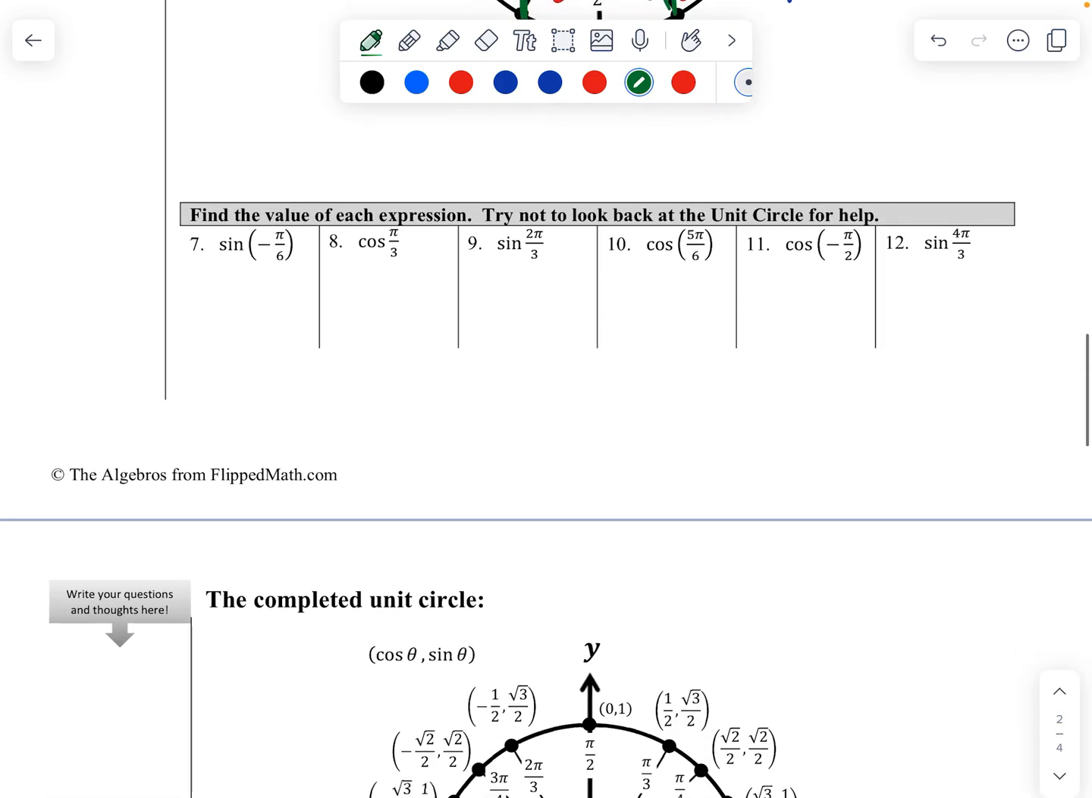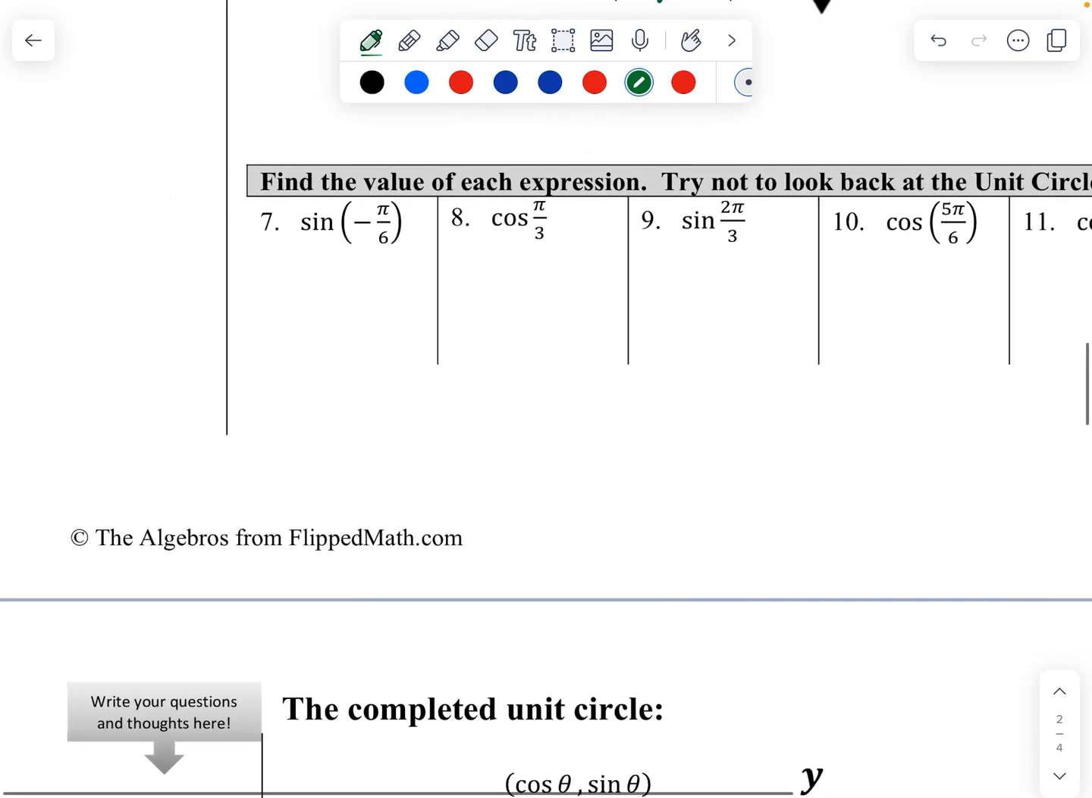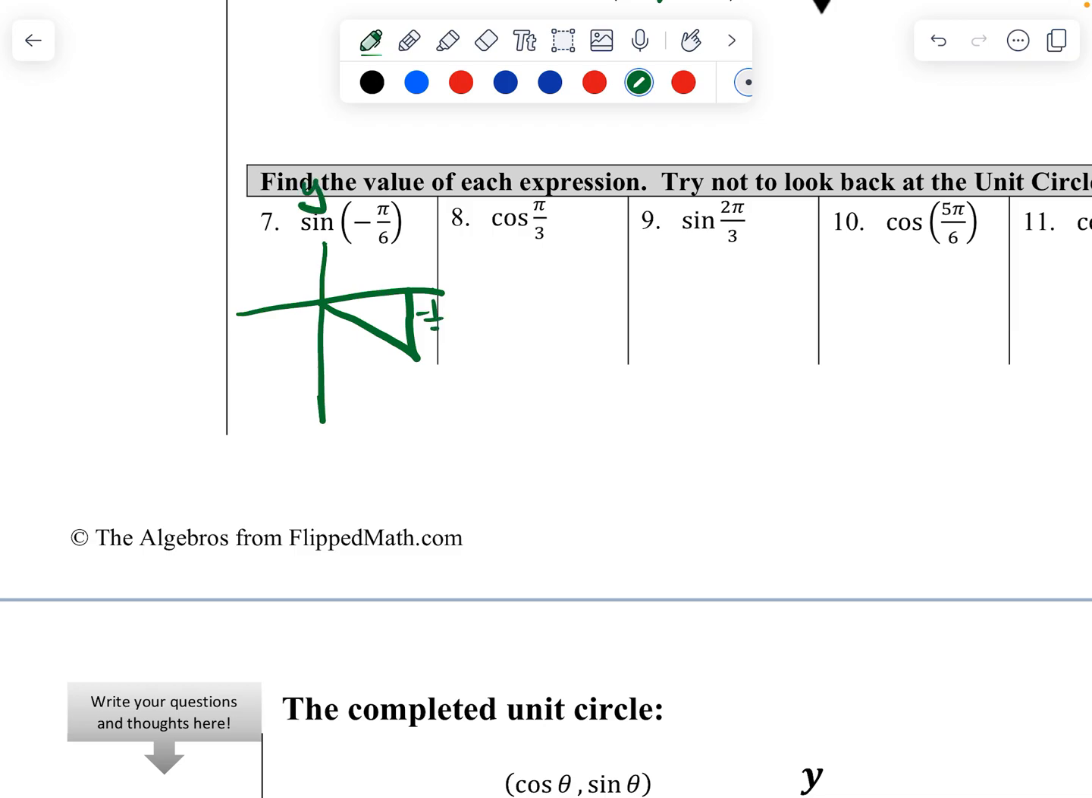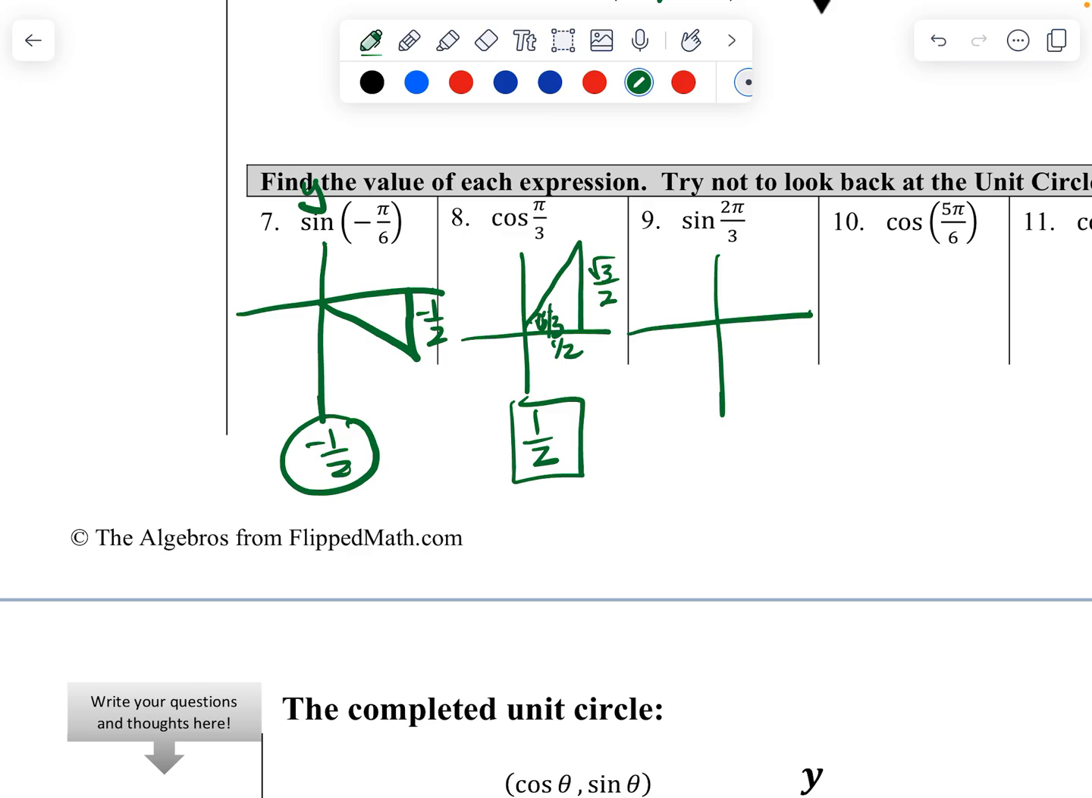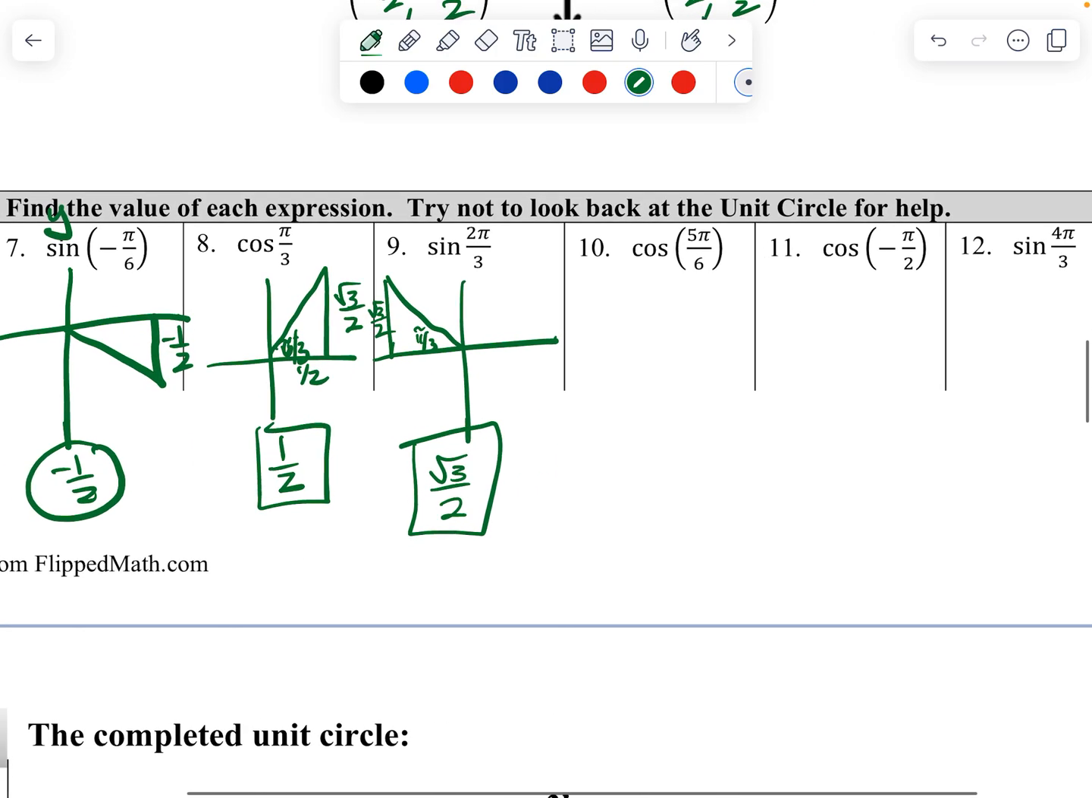So again, we spent some time trying not to use the unit circle and seeing if you could draw these. So negative pi over 6, so negative 30 degrees. Sine is our y value, so that's negative half. Cosine of pi over 3, so 60, pi over 3, so that's root 3 over 2. So we have half. Sine of 2 pi over 3, so 120 degrees would be right here. Again, our reference angle is 60. So we have root 3 over 2.